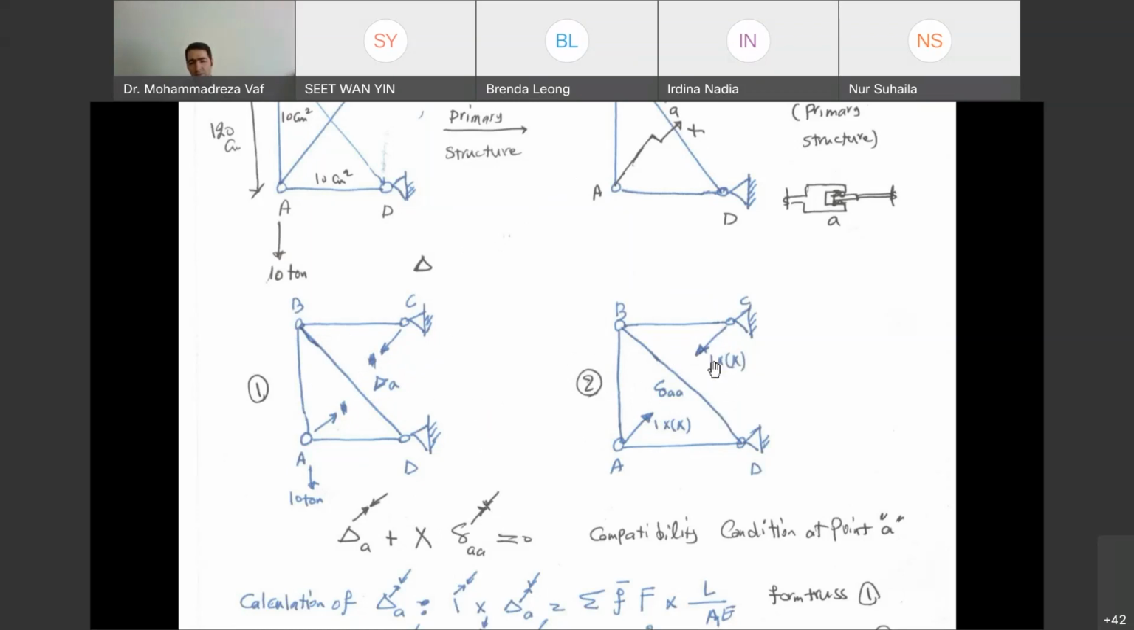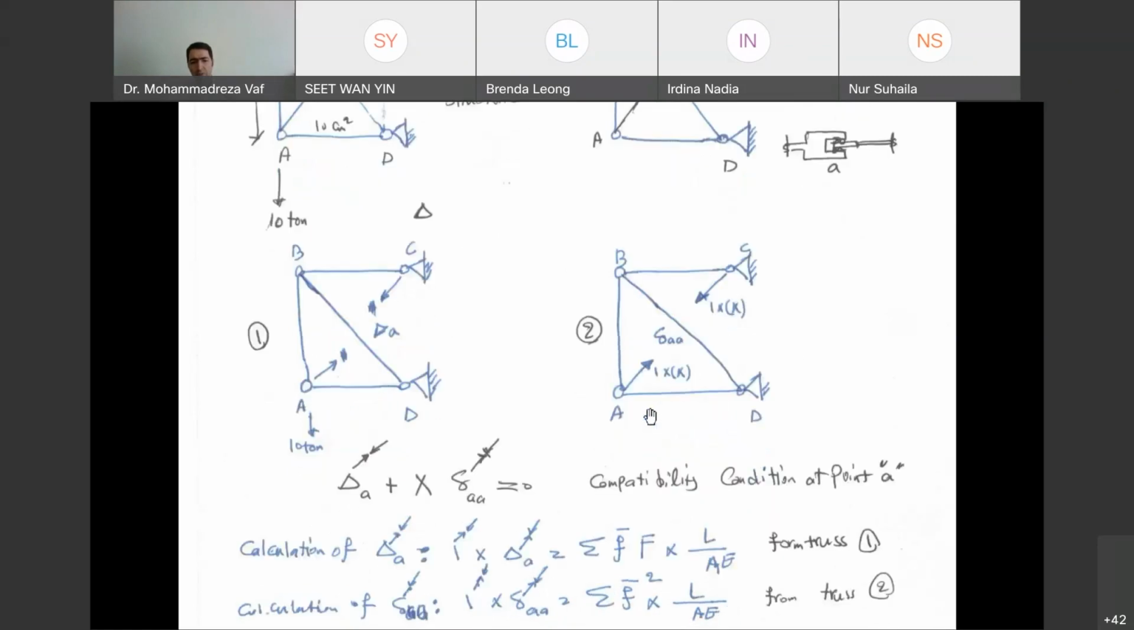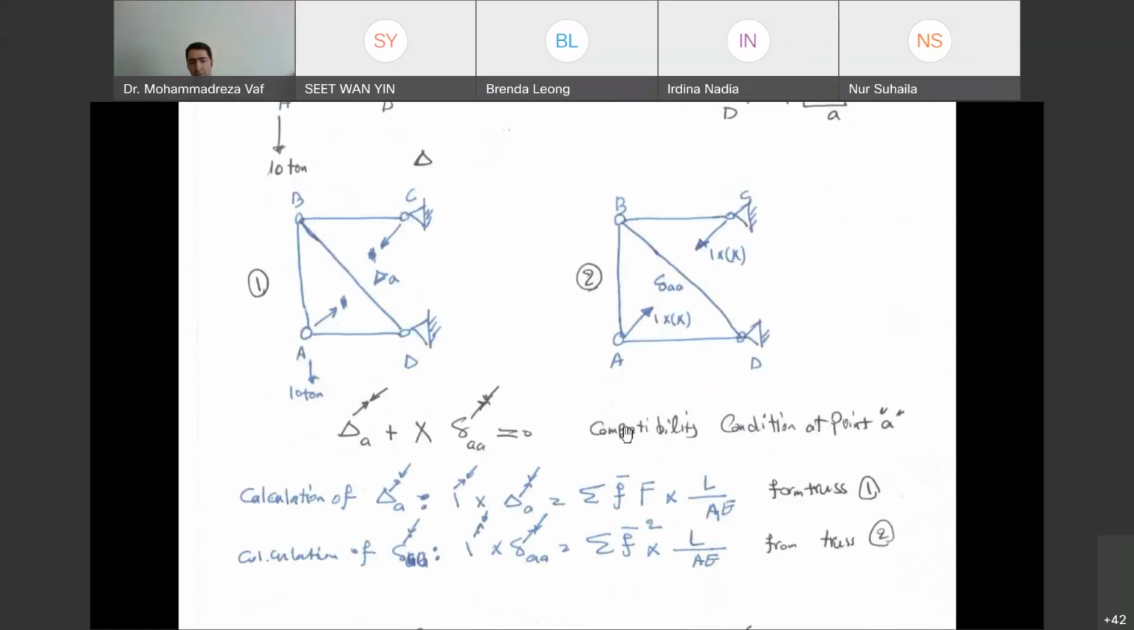So we just assume it to be unit, and if we estimate that correctly, it's going to be the value of X. So this is going to be our compatibility equation, and as you can see, again, we need to calculate two parameters, delta A from the first structure and delta AA from the second structure. The equation that we have is similar to the previous case.